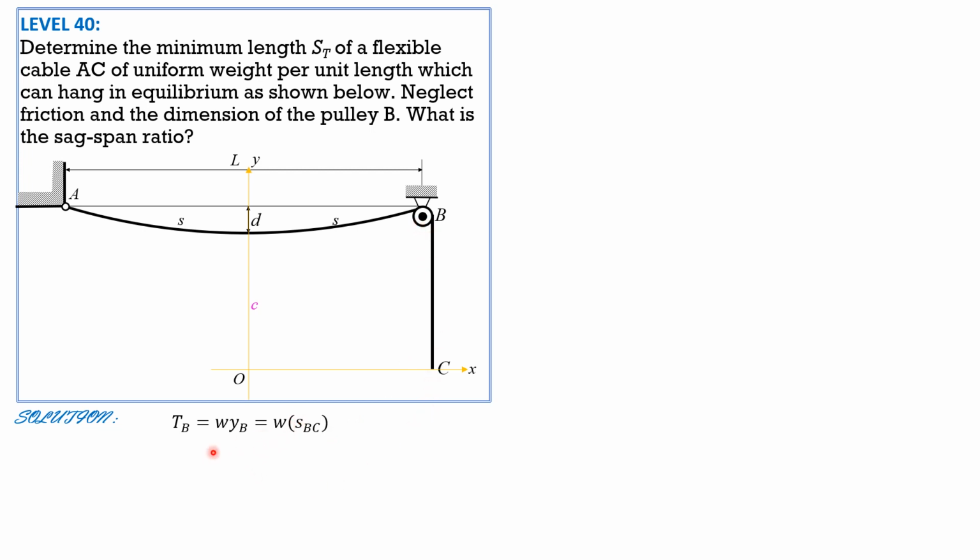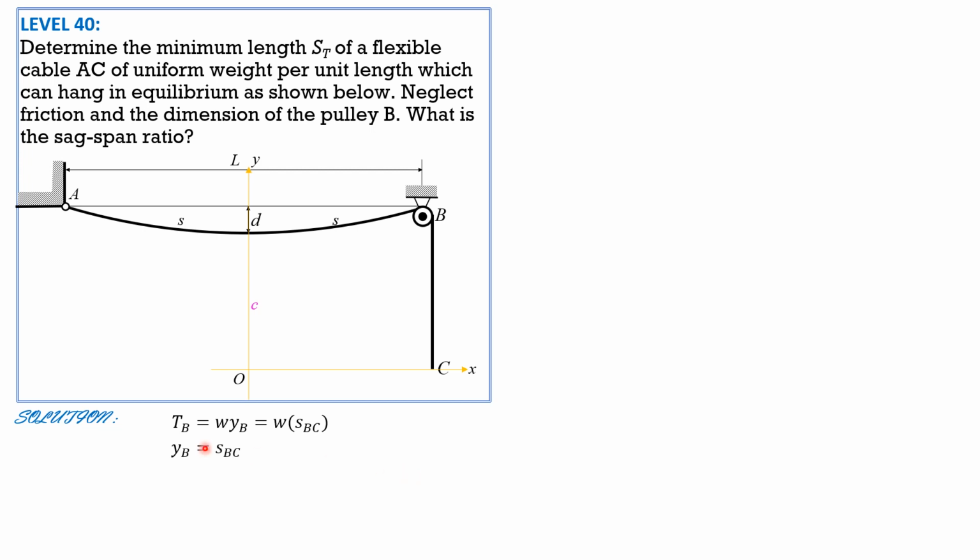So cancel out W. YB is C plus D, and SBC is simply SBC. So that means YB is equal to SBC. That is why the x-axis crosses exactly the end of this portion BC. So YB is SBC.